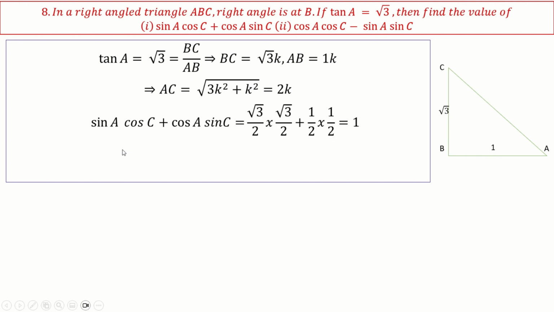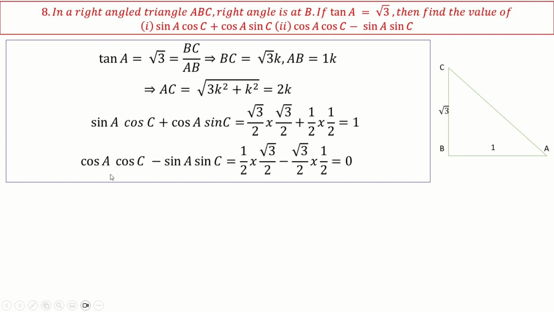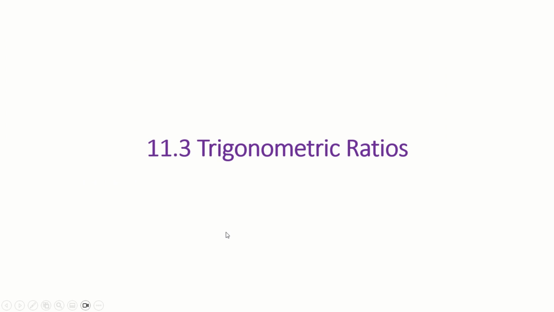Now sin A cos C plus cos A sin C equals root 3 by 2 into root 3 by 2 plus 1 by 2 into 1 by 2. Just apply the ratios. You know where A is, where C is, so you apply the sine and cosine ratios. What you will get is 1. And cos A cos C minus sin A sin C is 0. So these are the kind of basic problems you get in trigonometry. We build on these things to get to more advanced problems. Yeah, let's learn the trigonometric ratios.